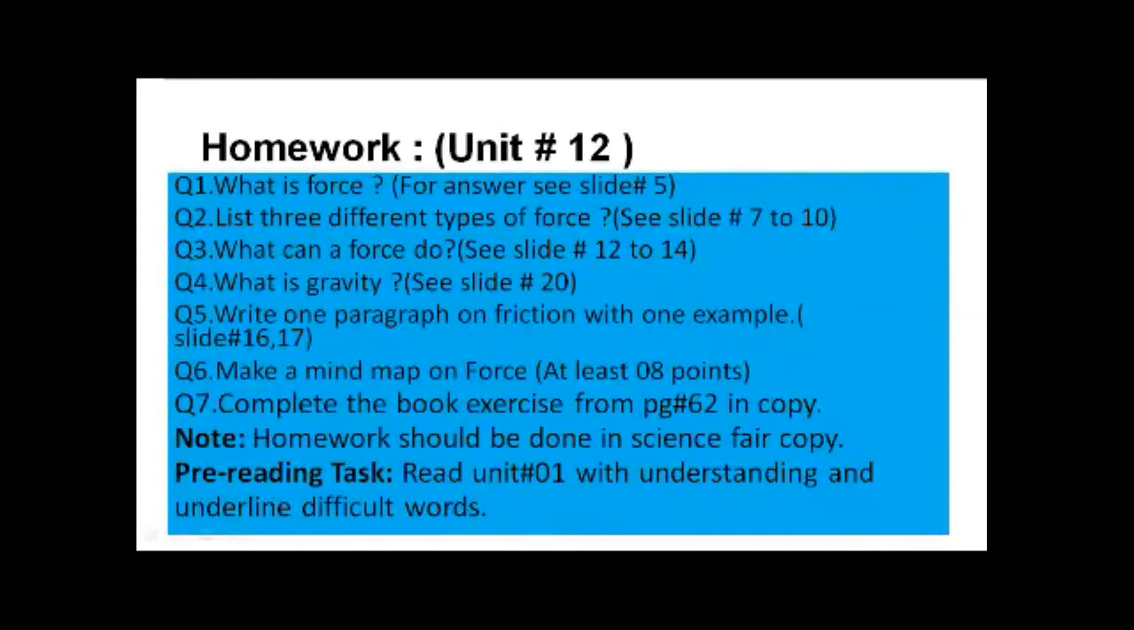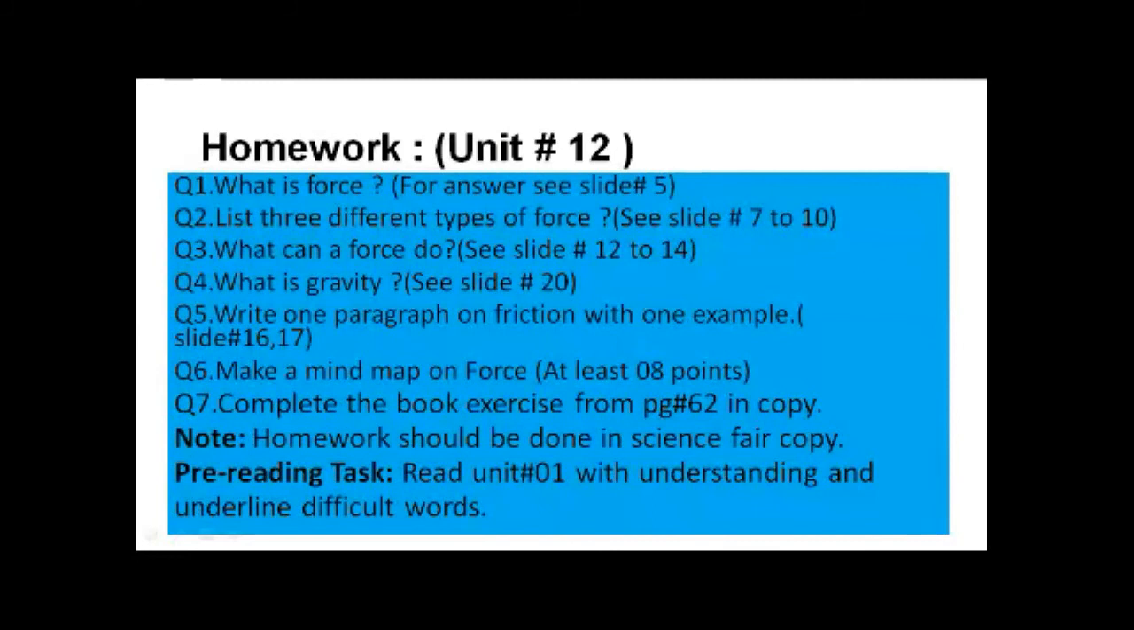Question number 6. Make a mind map on force. At least 8 points. How will you make a mind map on force? You can write about force, push and pull. You can add the types and what a force can do. Question number 7, complete the book exercise from page number 62 in your copy. So all this homework should be done in your science copy.